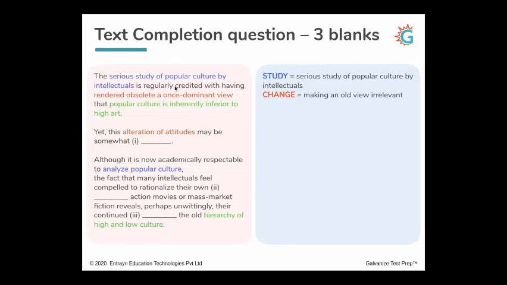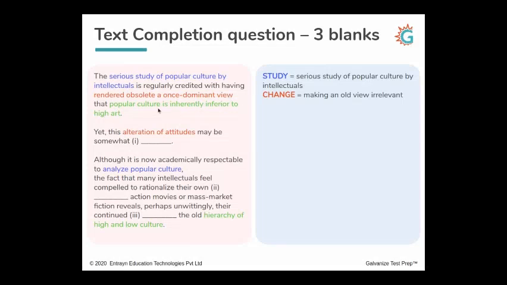It has been appreciated for making this change. What is the change? Making an old view irrelevant. Okay, a once dominant view irrelevant. This is what the change has been. Now, a once dominant view.